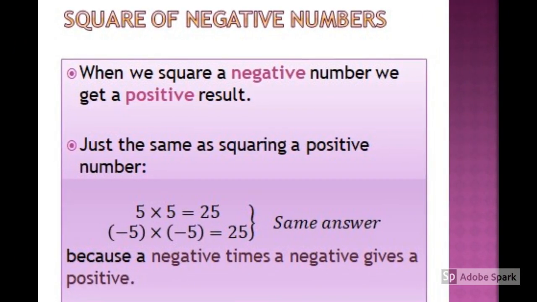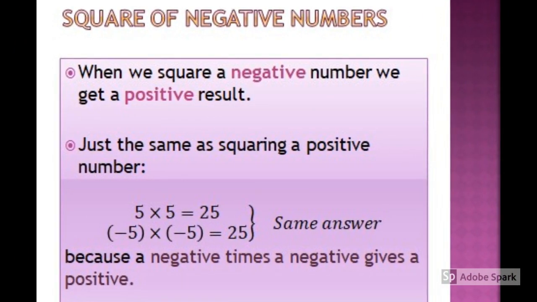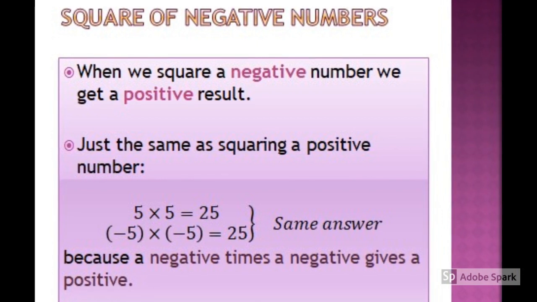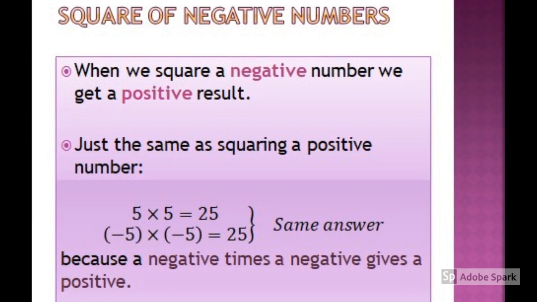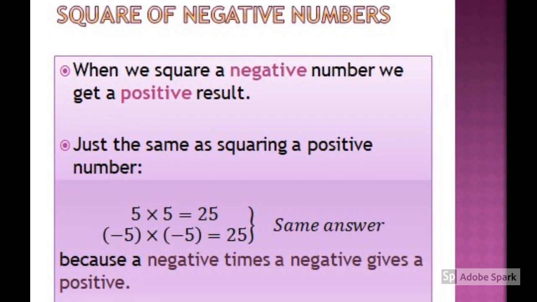The interesting thing about squares is they always give a positive result. When we square a negative number, the answer is positive because negative times a negative gives a positive result.